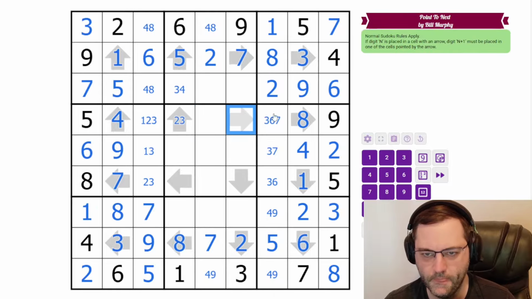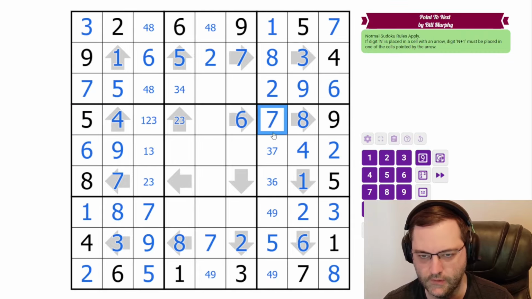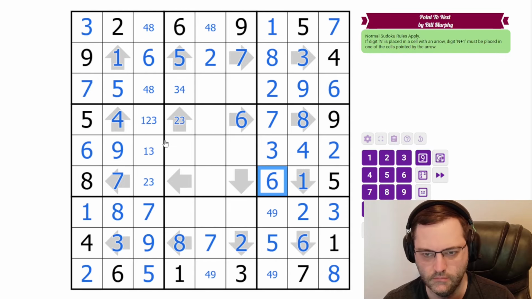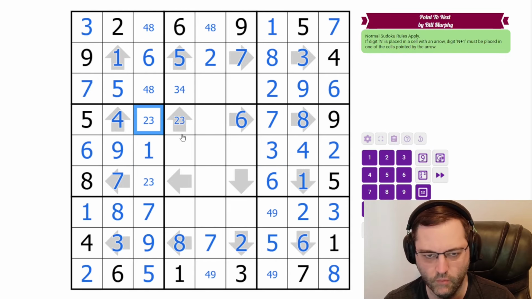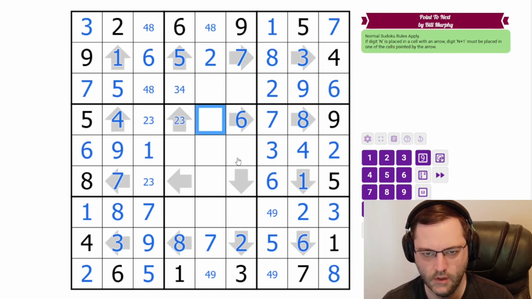Alright, this one. Can't be 7 pointing at 8 or 8 pointing at 9. It's pointing at this digit. Can't be 2 pointing at the 3. And it can't be 5 pointing at the 6. So this must be 6, 7. That 3 is going to place a 1 there. And a 1 there.